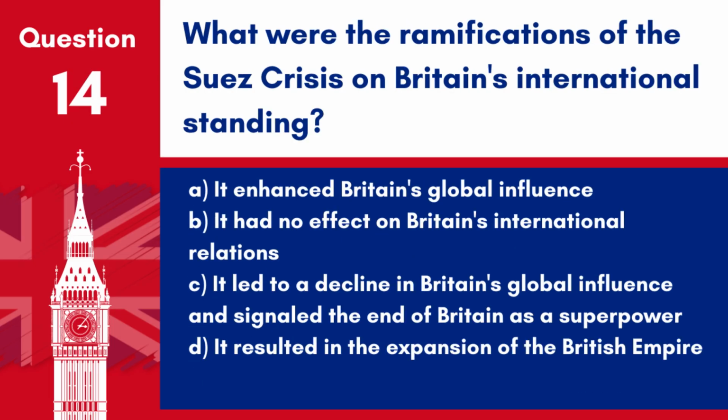Question 14. What were the ramifications of the Suez Crisis on Britain's international standing? A. It enhanced Britain's global influence. B. It had no effect on Britain's international relations. C. It led to a decline in Britain's global influence and signalled the end of Britain as a superpower. D. It resulted in the expansion of the British Empire.